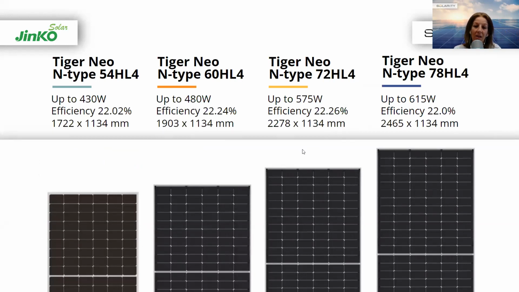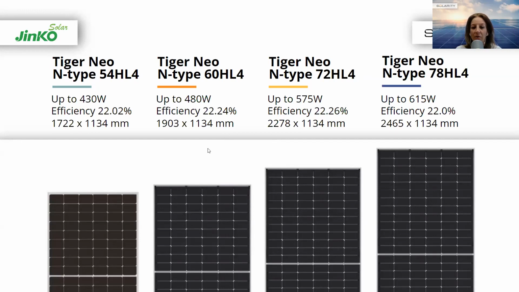Here, I give you the whole line of power output that is available. Let's start with the smallest one, where the power output is up to 430 watt peaks. Efficiency is very nice, as you can see, with a standard frame size. This is a very nice project. All those 54-cell modules are coming mostly with the black frame. From time to time we can get it with silver, but most of them are with the black frame.